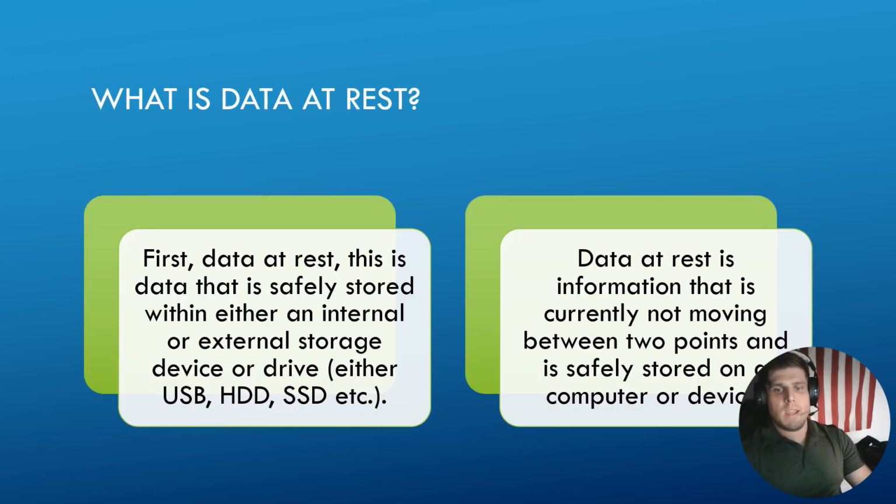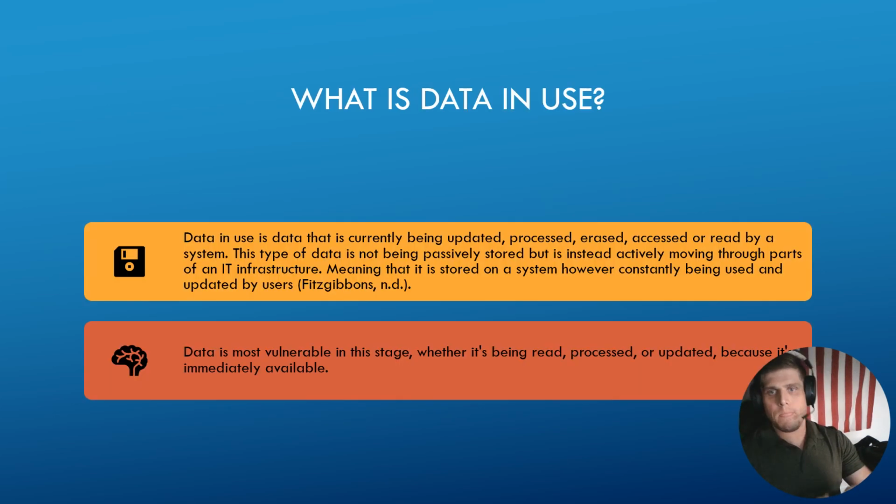Data at rest is a form of data that is safely stored within a device, so USB, hard disk drive, SSD on a computer, essentially just not moving, and that is at a point to where it is just ready to be stored safely. So what is data in use? Data in use is data that is currently being updated, processed, erased, accessed, or read by a system. Essentially, users are constantly working on this type of data.